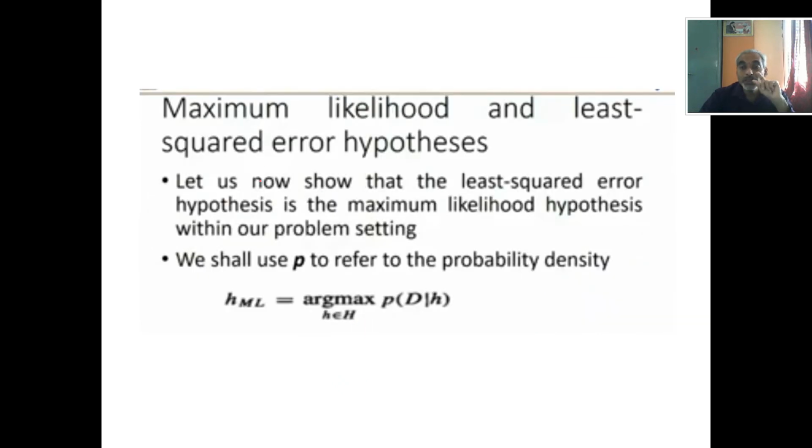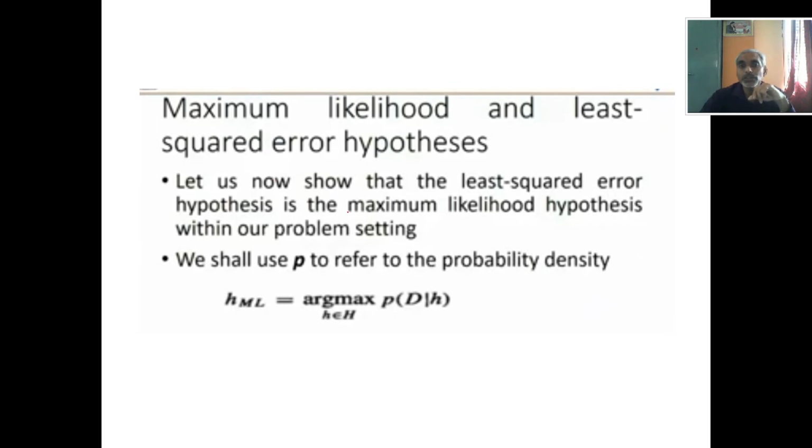It is very simple. Since we are taking continuous-valued target functions, we have to use another function, which is called the probability density. Instead of using probability, we are going to use probability density, and that is the equation we have seen.